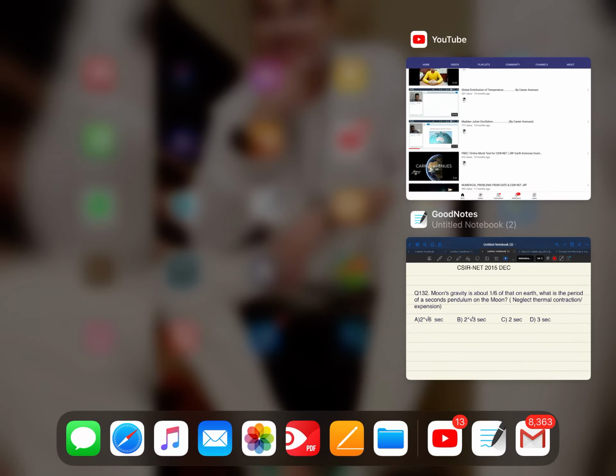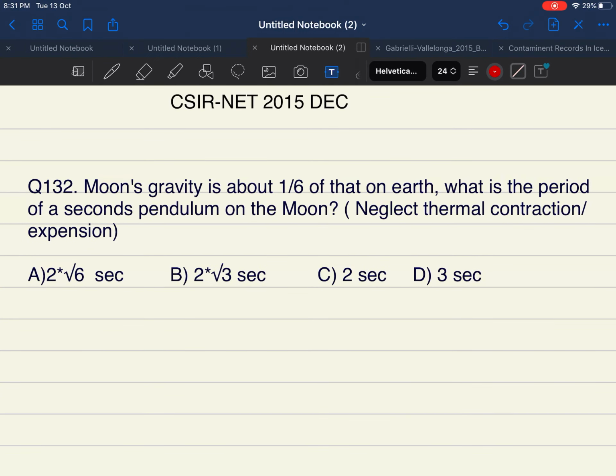So let's start. This question is from 2015 December. The question is, the moon's gravity is 1/6 of that of the earth. Now what is the period of a second pendulum on the moon? Neglect thermal contraction and expansion.